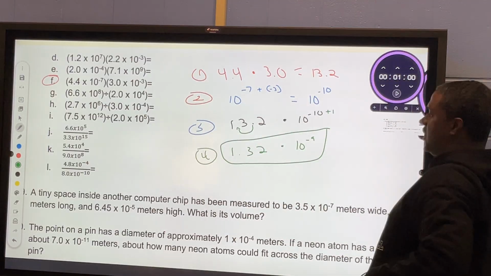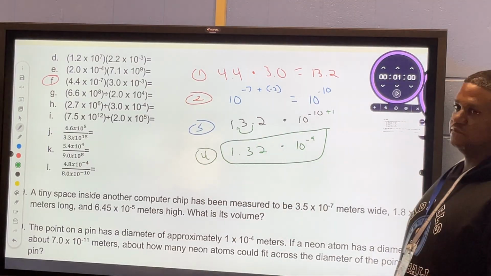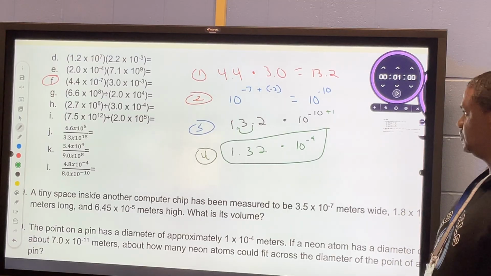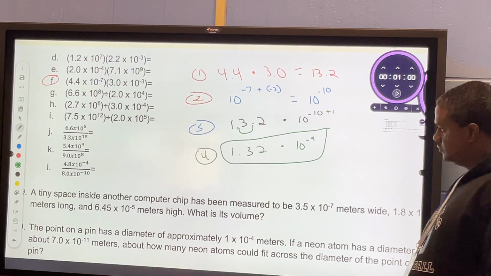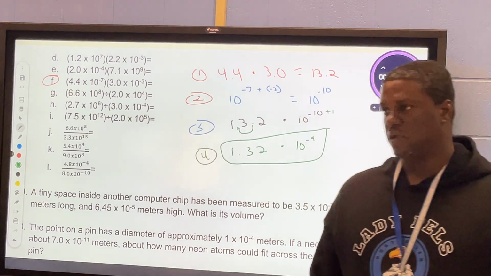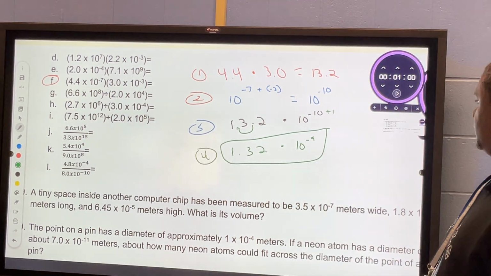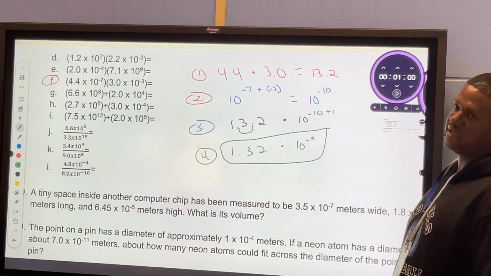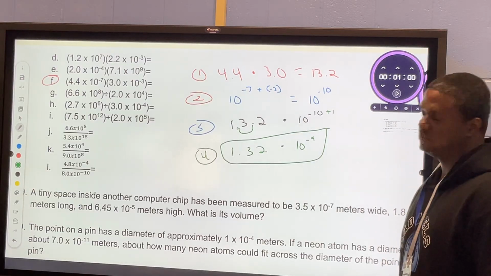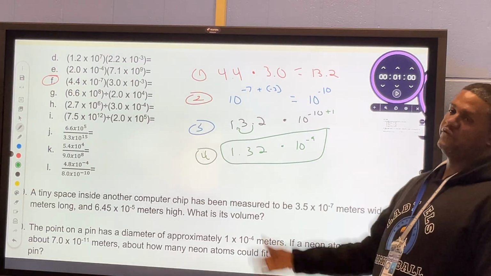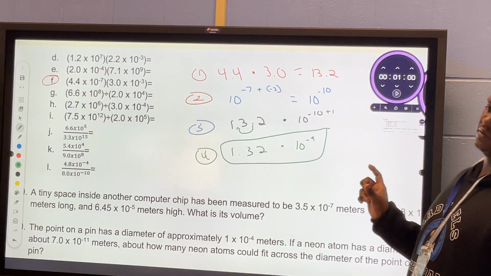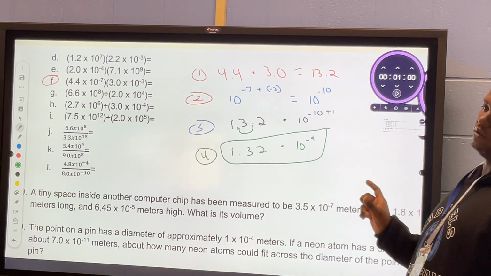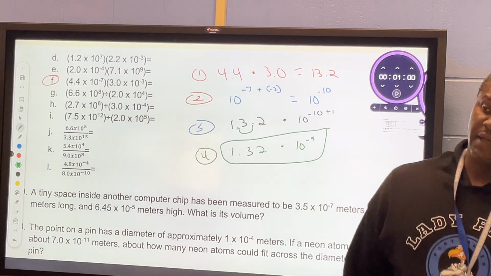And then I box my final answer. You have to remember that last step, because 13.2 times 10 to the -10 is going to be an answer choice. They're going to try to trick you. You have to get that coefficient within the parameters: greater than or equal to 1, less than 10.